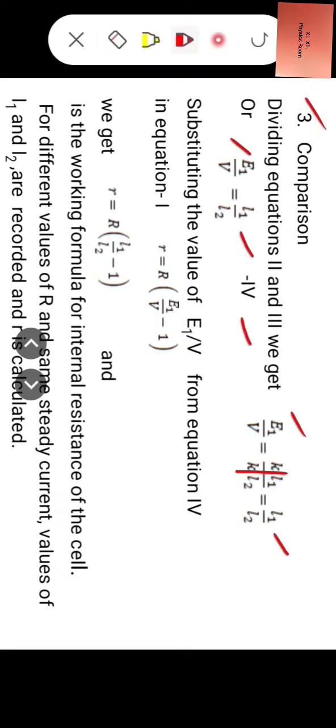Now substituting the value of E1 by V from equation 4 in equation 1, which is small r is equal to capital R into E1 by V minus 1. So when we substitute the value of E1 by V in this equation, we get r is equal to capital R into L1 by L2 minus 1, and this is the working formula for internal resistance of the cell.